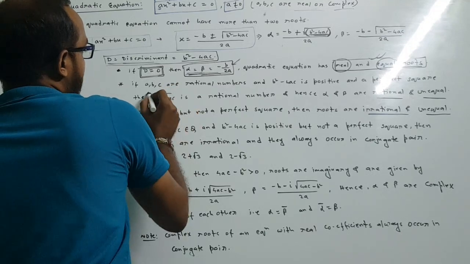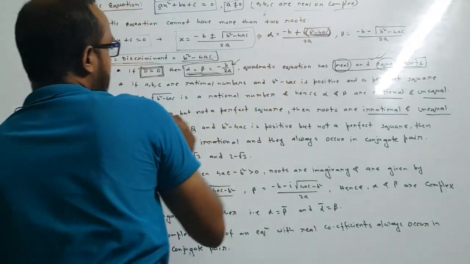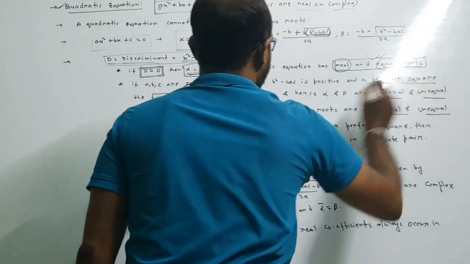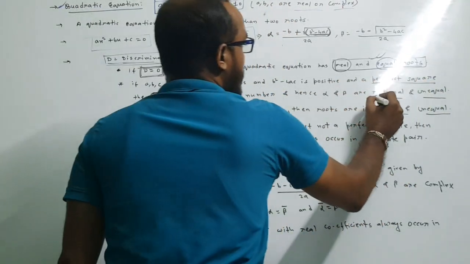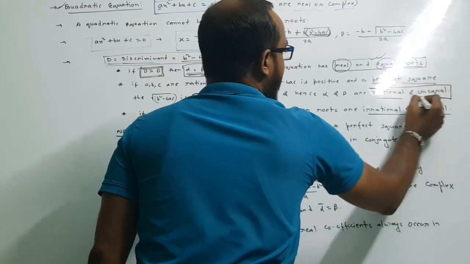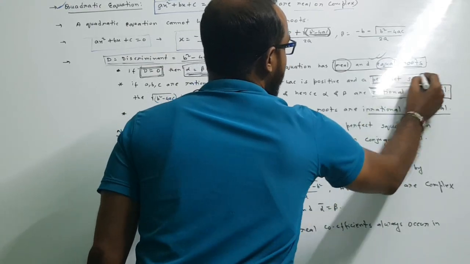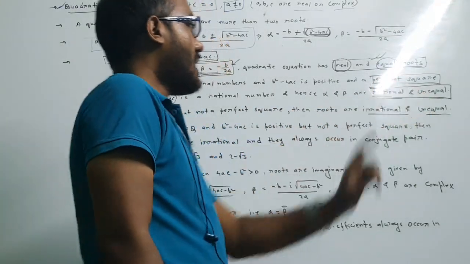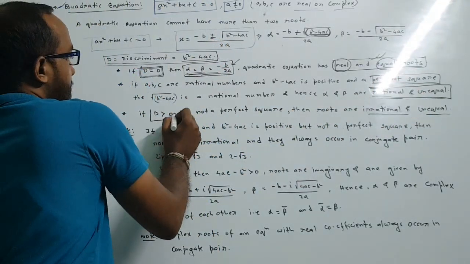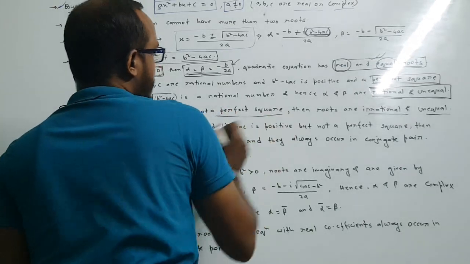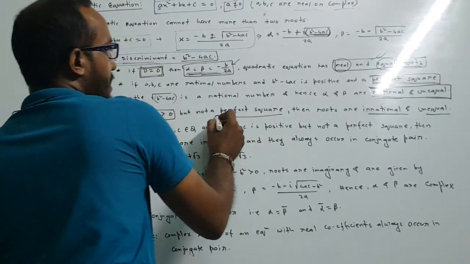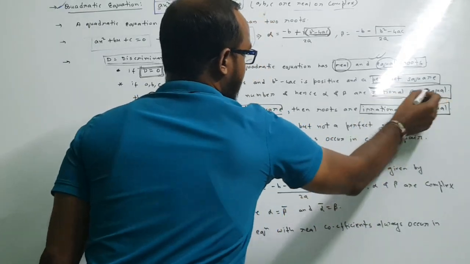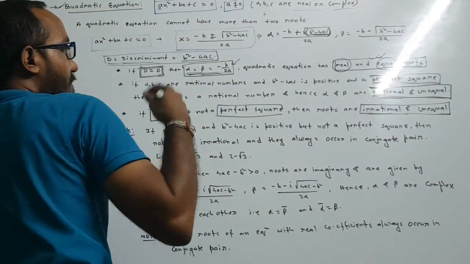If the discriminant is a perfect square, then roots will be rational and unequal. Remember this. If the discriminant is greater than 0 but not a perfect square, then roots will be irrational and unequal. So rational and unequal when the discriminant is a perfect square.